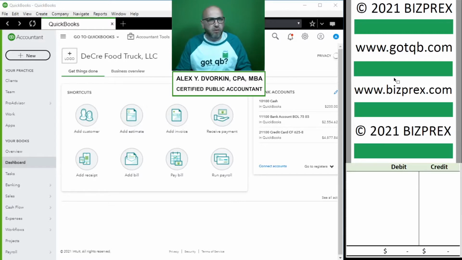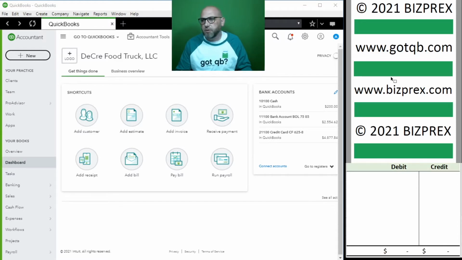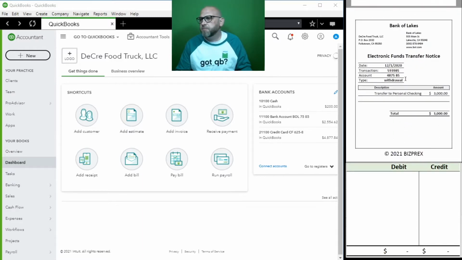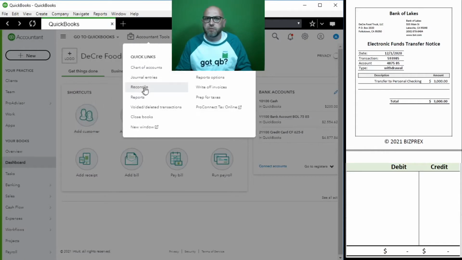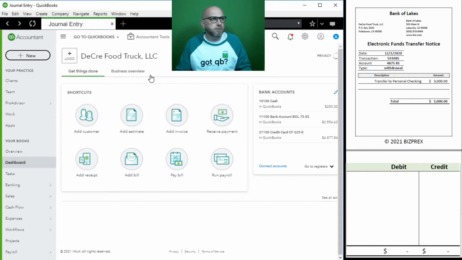Okay, let's go ahead and book December. Again, we will continue in our live mode as if we were booking things as we go in live accounting, just to demonstrate the concept. Alright, so what do we have here? We have electronic funds transfer, and that's transfer to our personal checking account. So that's the draw, we're very familiar with it, but let's go ahead and book it, just solidify our knowledge. We can do it through journal entries, probably one of the easiest ways to do it.